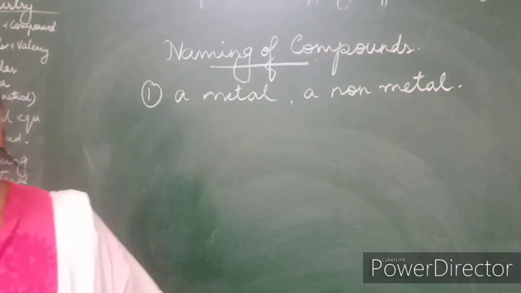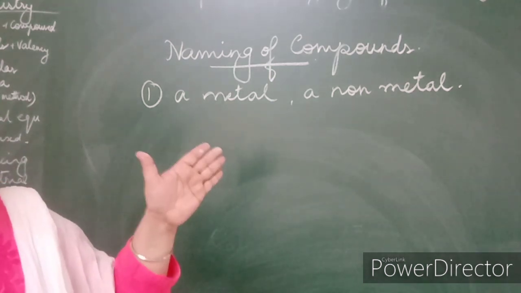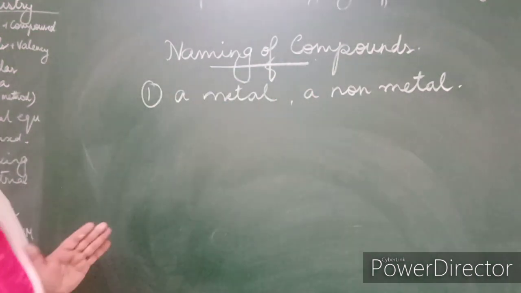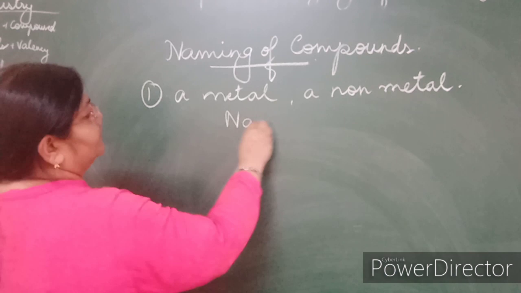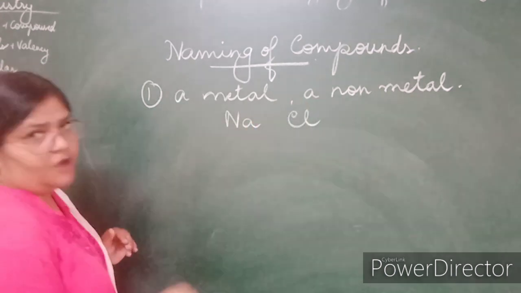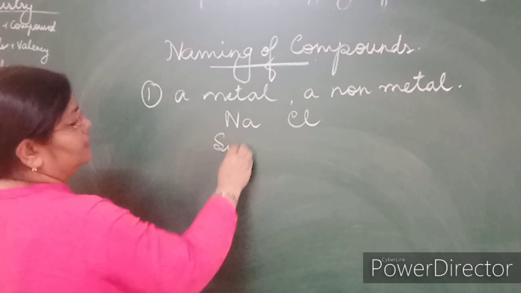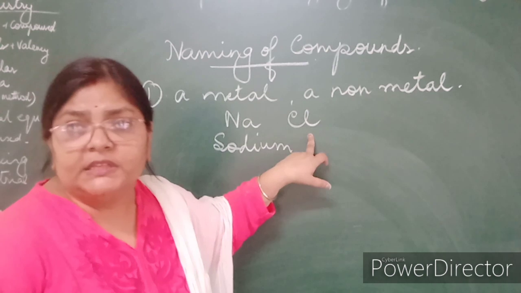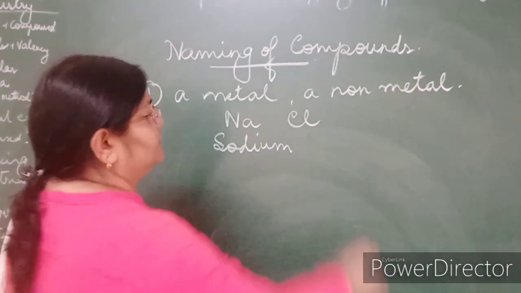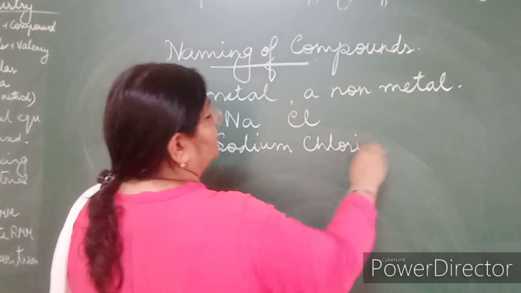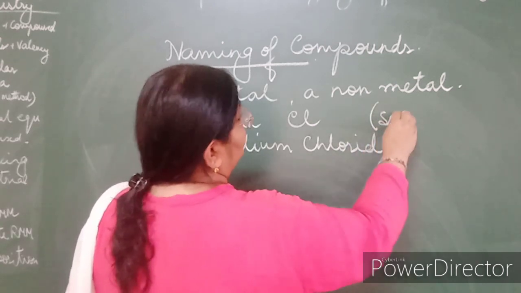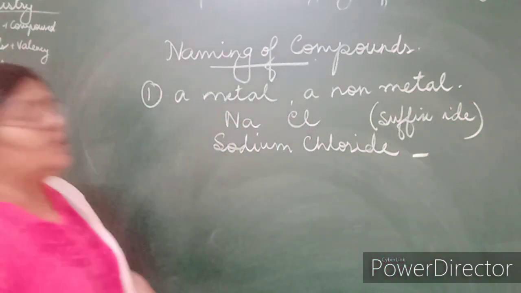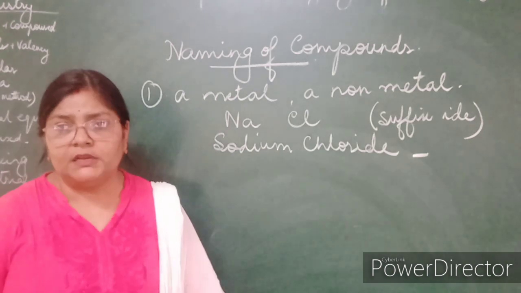They are named such that the metal is written first, followed by the non-metal, and the suffix "ide" is added to the non-metal. Like we take metal Na, non-metal chlorine. So how will we name it? First we'll write the name of the metal, sodium. And the name of the non-metal is chlorine, but the suffix will be "ide." So the name becomes sodium chloride. So what we need to remember? The suffix is "ide." This is how we can name a compound if a metal and a non-metal are present.